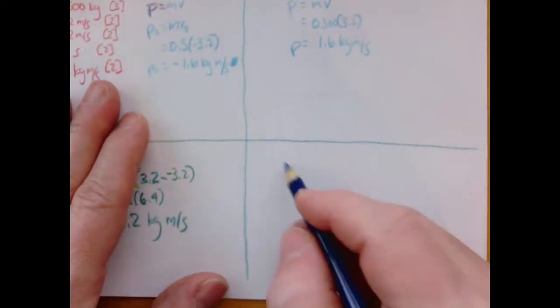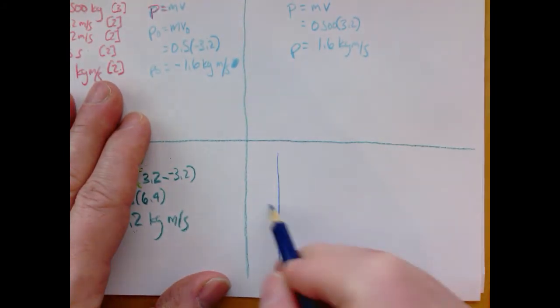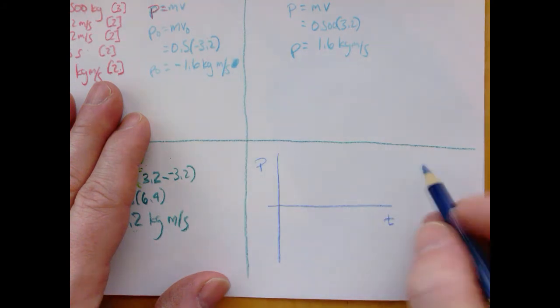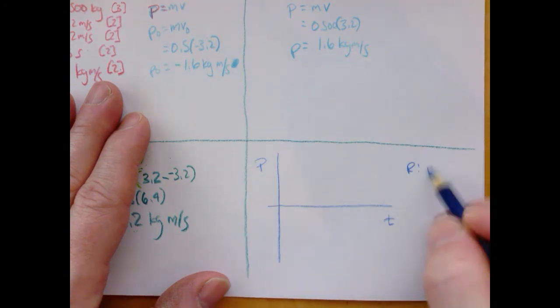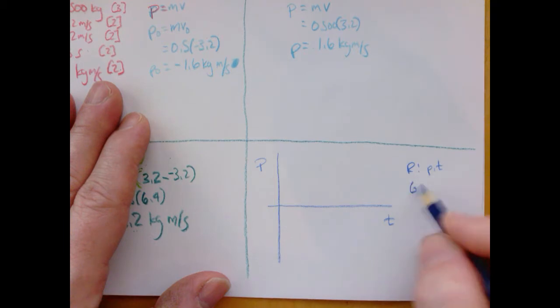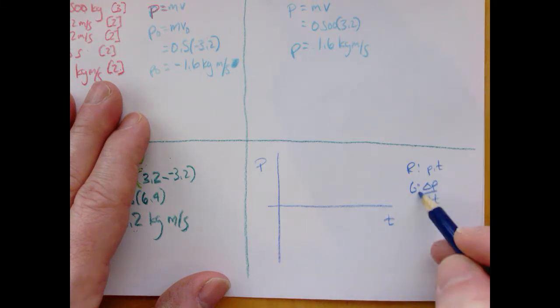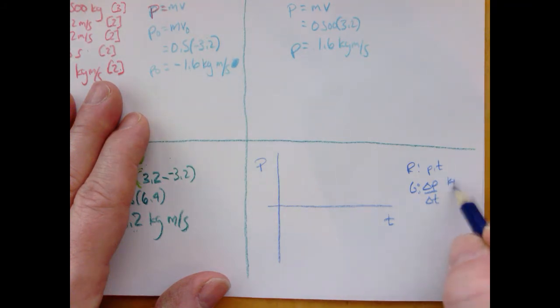So the momentum time graph. What can we read? Well, we can read momentum and time. The gradient is delta P over delta T, which is something actually very important. We don't know what it is yet. But in any case, it's kilogram meters per second squared.